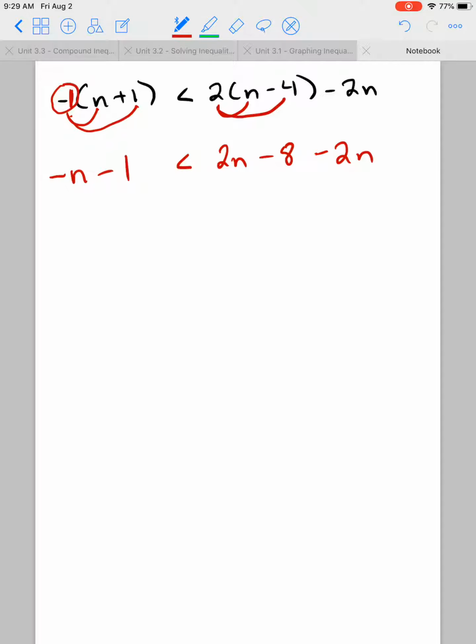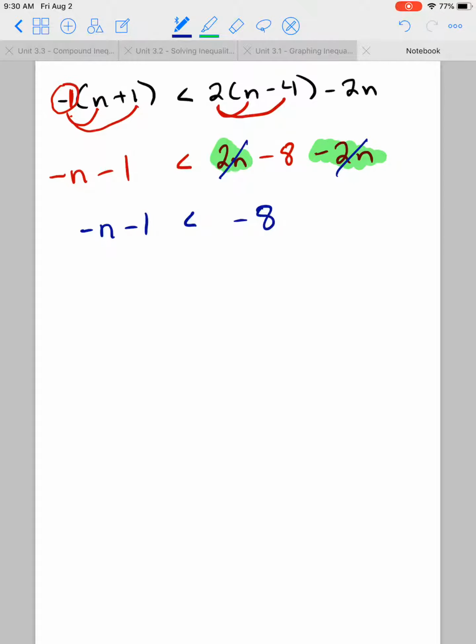Minus 2n. Now I need to look and see, do I have like terms that I can combine on either side of the inequality sign? Over here on the left-hand side, I don't have anything, right? I just have a -n and a -1. But on the right-hand side, I have 2n and -2n that I'm going to combine. Now, if I have a positive and a negative, and they're both the same term, all that's going to happen is I'm canceling it out, right? So 2n minus 2n is just going to get rid of those, so I'm not going to have anything. So I have -n minus 1 is less than -8.